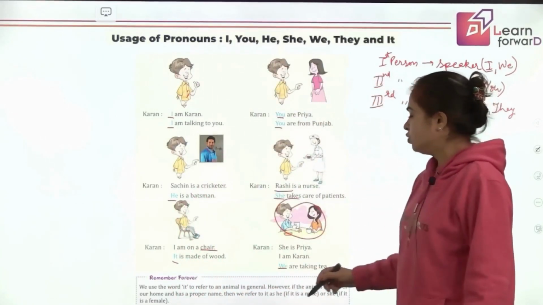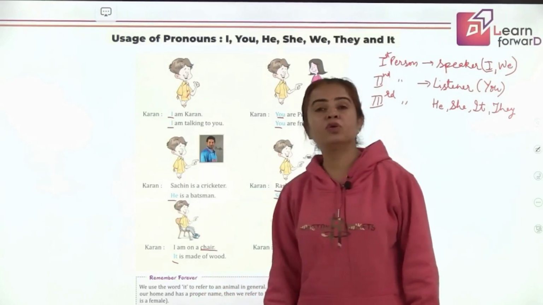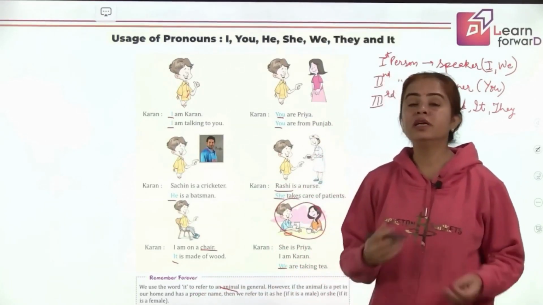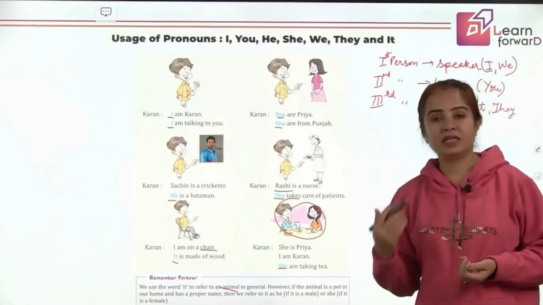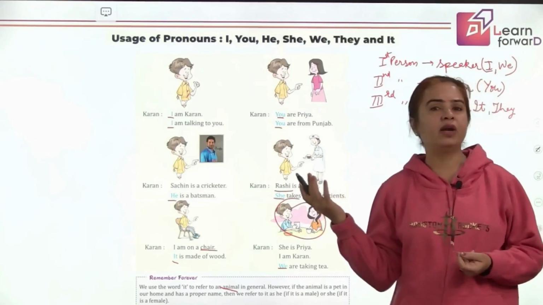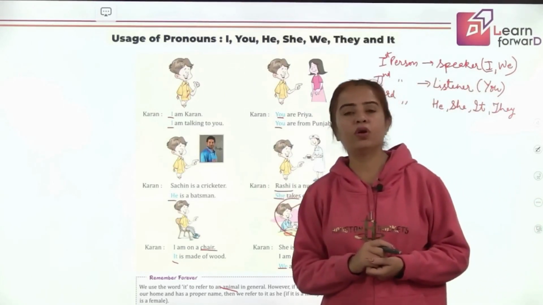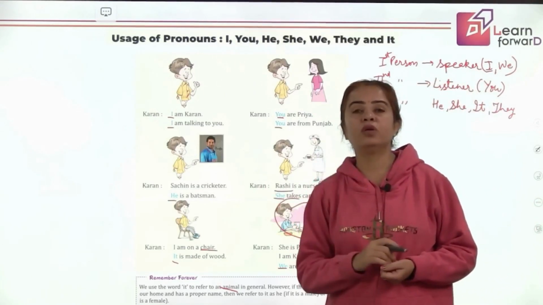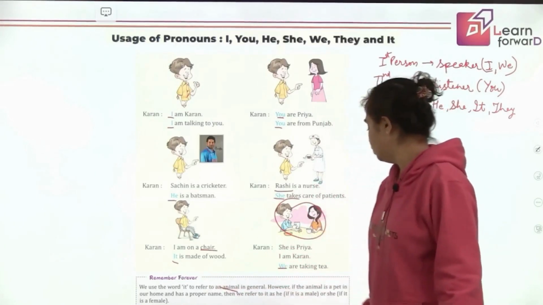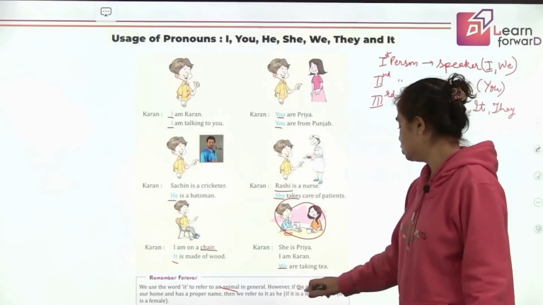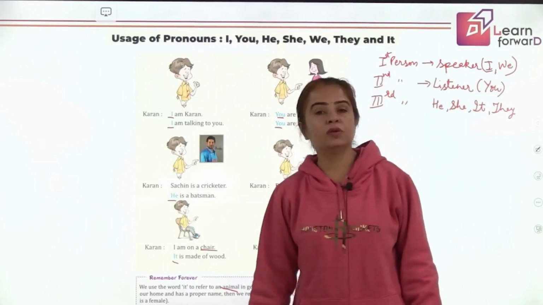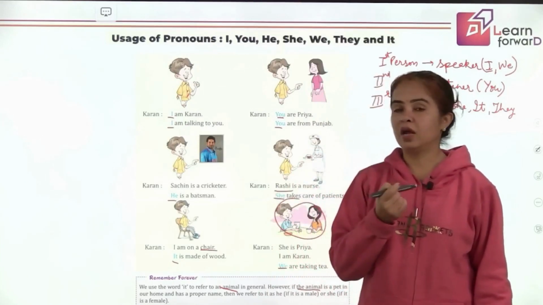Now what you have to remember is it refers to animals in general, but sometimes it is used for places. And sometimes, suppose I'm talking about a child and I don't know whether the child is a boy or a girl, there also I use it: it is crying. So it is used for many things. It is used for animals, and it is used for things also. It is used for common nouns also.